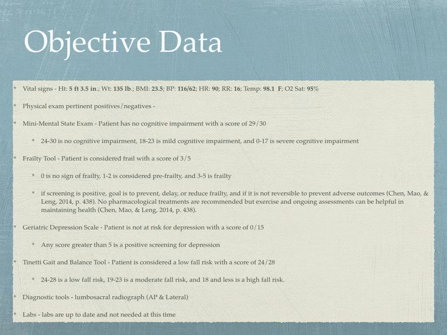The frailty tool is one that is utilized in screening CC, and according to Chen, Mao, and Leng in 2014, frailty that is prevented, delayed, reversed, or slowed can prevent adverse outcomes and should be prevented or reduced at least in patients whose frailty cannot necessarily be reversed. They also go on to say that pharmacologically, there are really not any beneficial therapies to add, but that exercise and comprehensive geriatric interdisciplinary assessments can be beneficial for these patients.